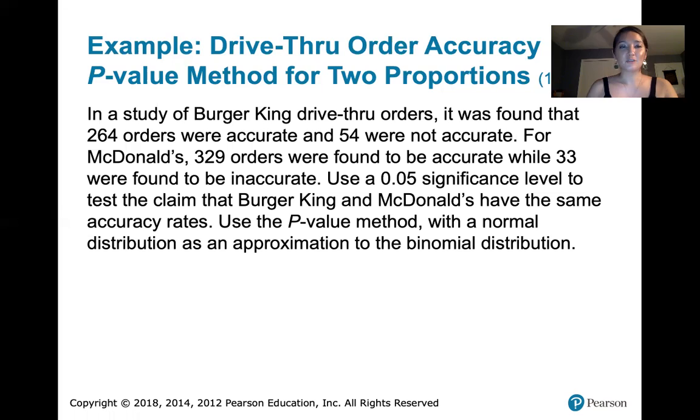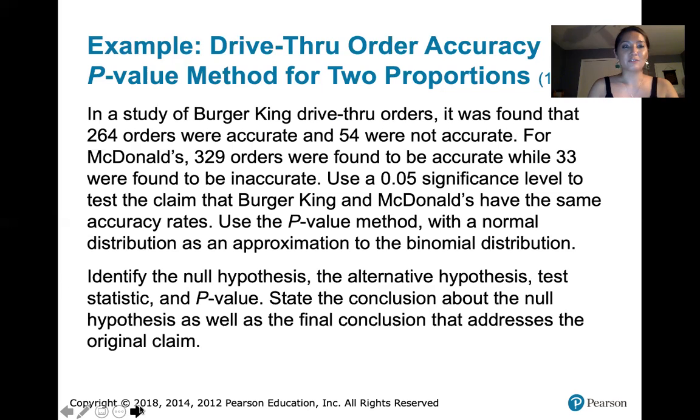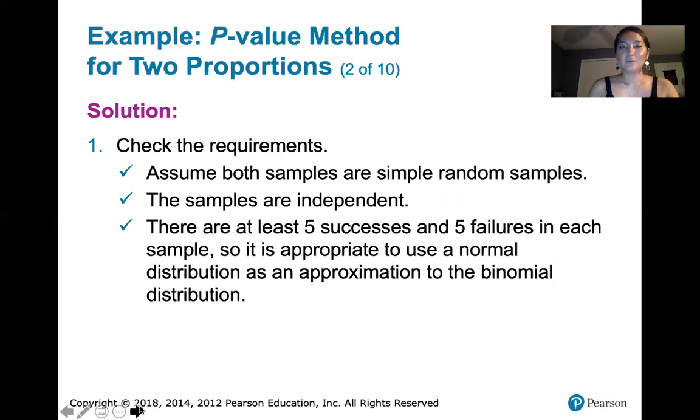And the same is true for the McDonald's orders. We've got 329 accurate orders, so that's 329 successes, and 33 inaccurate orders. So those are 33 failures. 329 and 33 are both greater than or equal to 5. So we can say that it is appropriate to use a normal distribution as an approximation to the binomial distribution here. If the first 2 requirements are satisfied, but the last one isn't, then we could use a binomial distribution. But that's relatively complicated and beyond the scope of this class. So in this class, we're just going to use that normal distribution as an approximation to the binomial distribution.